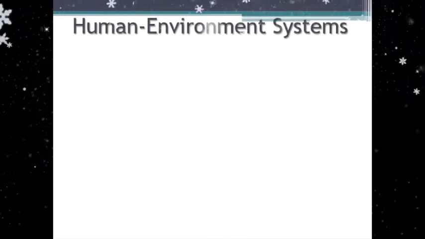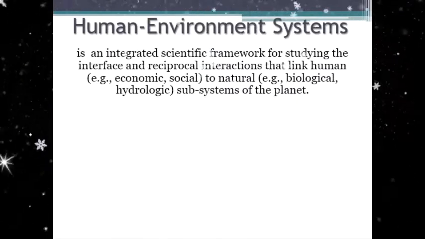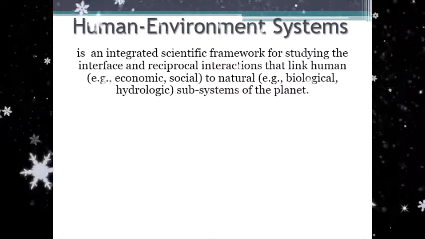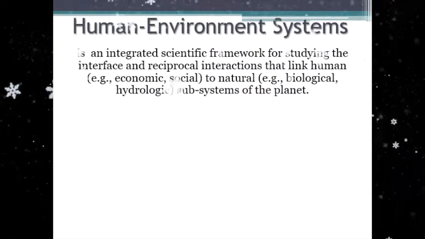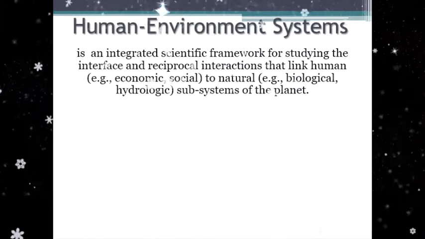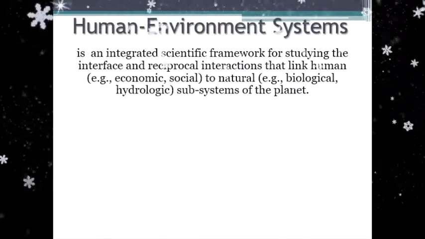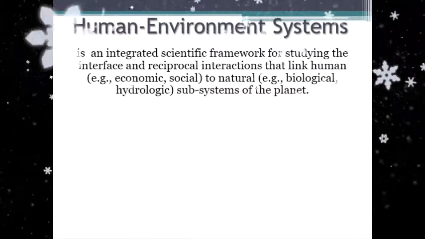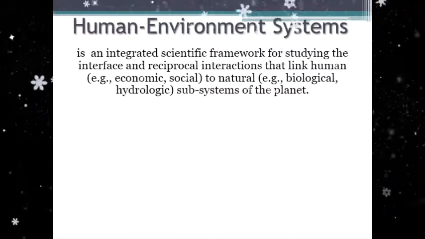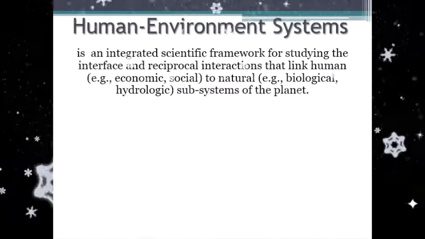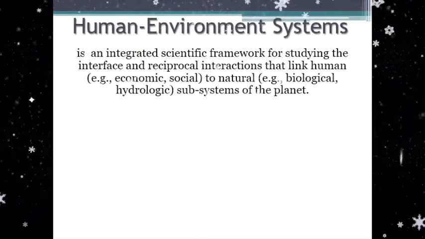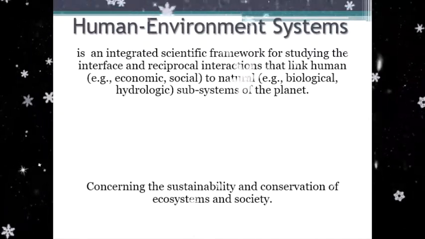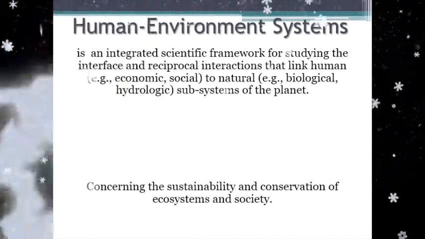Human environment systems is an integrated scientific framework for studying the interface and reciprocal interactions that link humans, for example economic and social, to natural, for example biological and hydrologic, subsystems of the planet, concerning the sustainability and conservation of ecosystems and society.